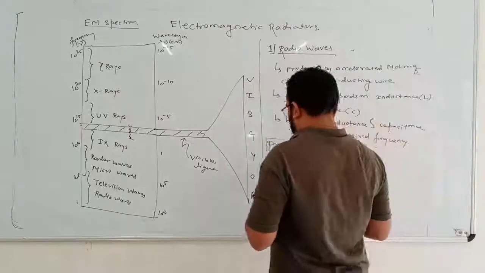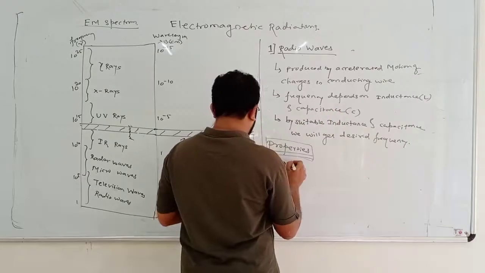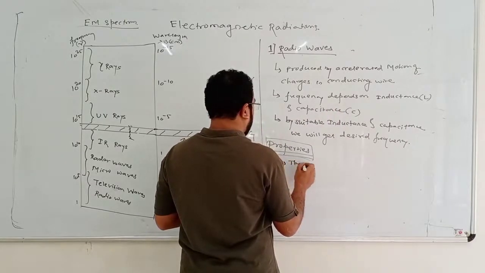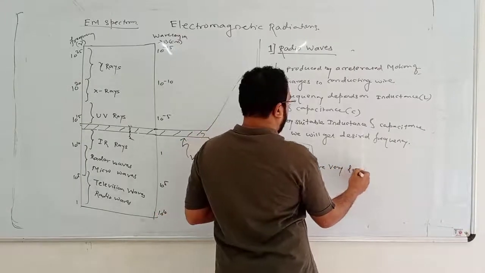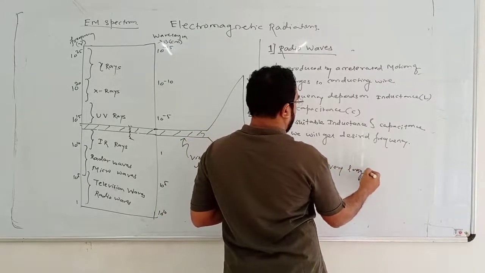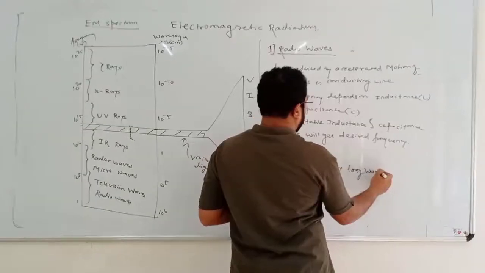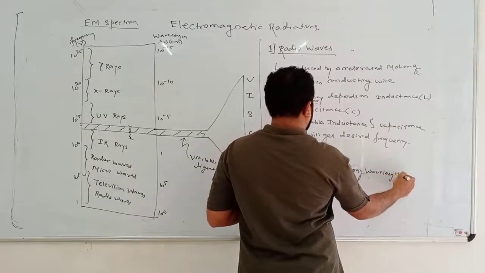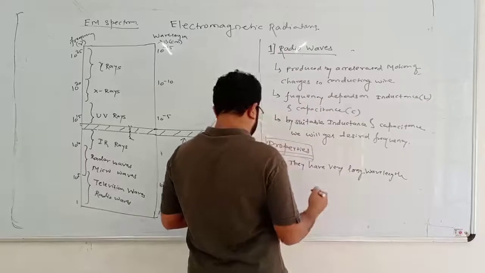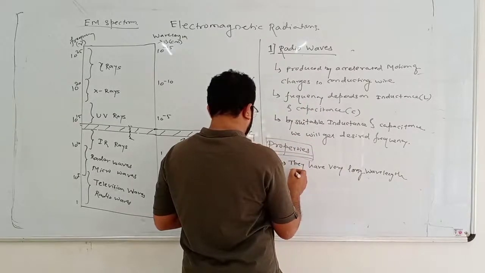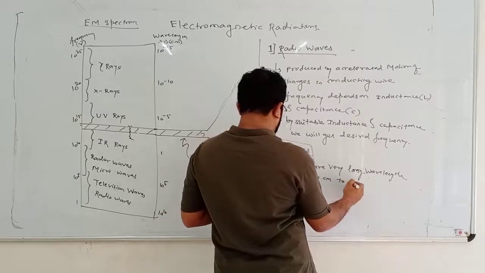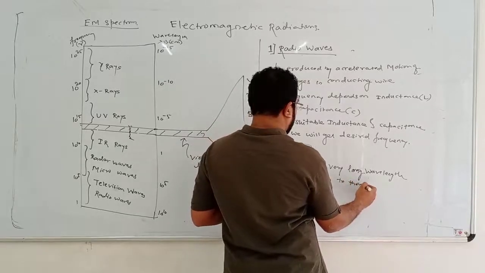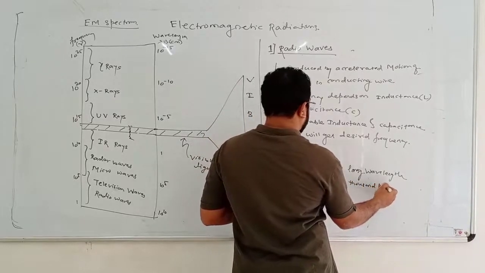So it is having very large wavelength. First property, they have very long wavelength, from few centimeters to 1000 kilometers.